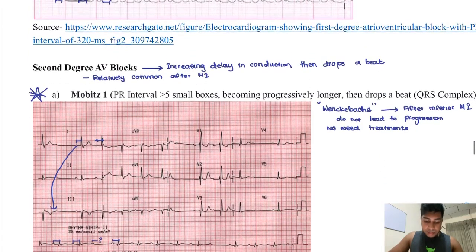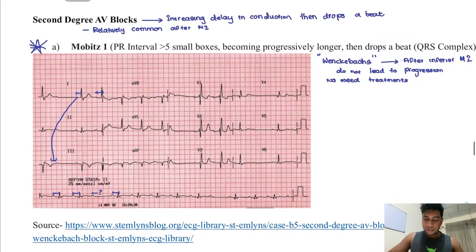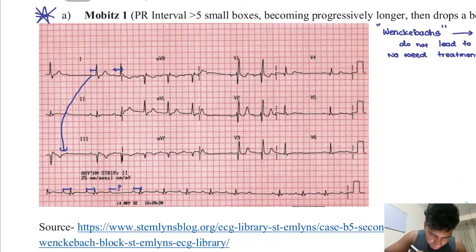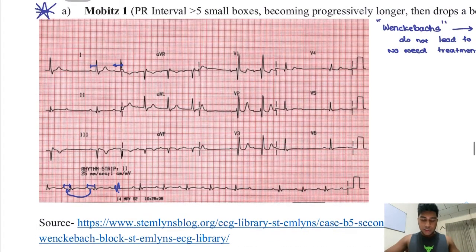Second degree AV block, the PR interval is greater than 5 boxes and it progressively becomes longer. Let me find an ECG. Usually I start off with the rhythm strip, so we'll go with that. If you look here, look carefully, you will see that it is becoming longer. This is longer than this, and it has dropped a beat. Where is the beat here? There's no QRS complex. You get a P wave, but then there's no QRS complex. That's what you call dropping a beat.